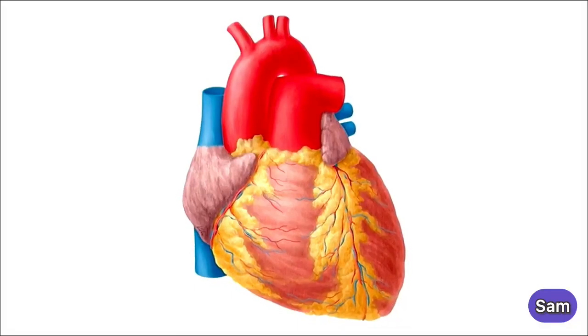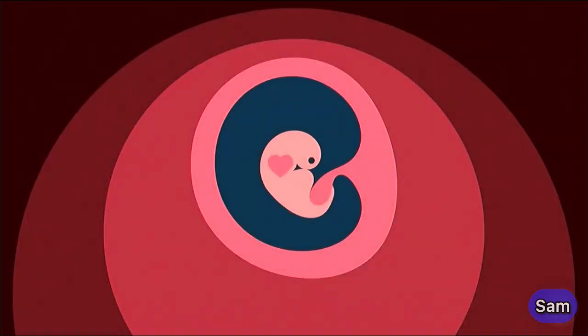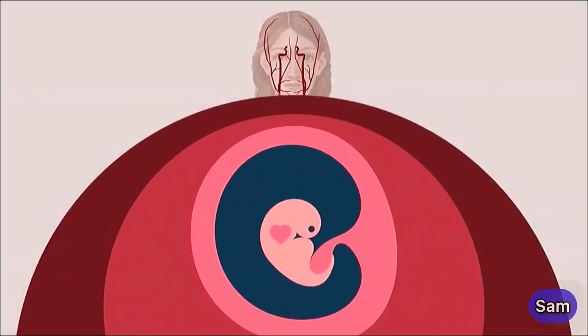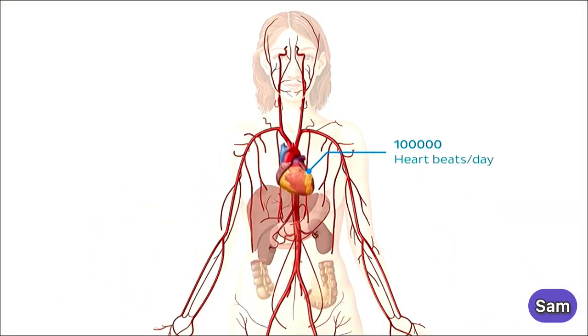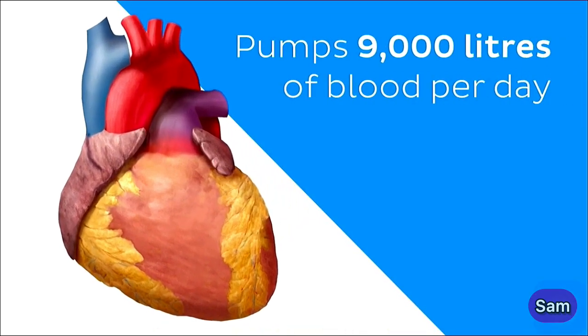The heart is certainly an incredible organ, which actually begins beating just 4 weeks into the gestation period. This beating continues throughout our entire lives, with about 100,000 heartbeats occurring each day, as the driving force behind oxygen and nutrient transportation around the body. In just one day, your heart pumps around 9,000 litres of blood. That's a lot of work.